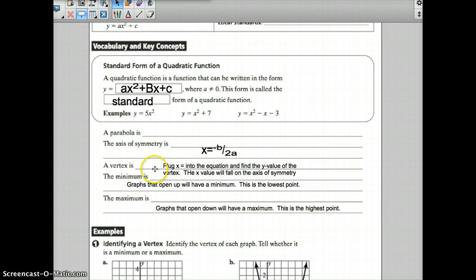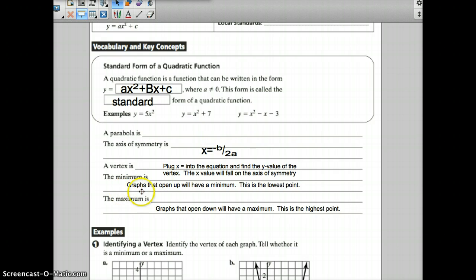So then, in order to find the vertex, that vertex is that point. It's the only point that doesn't have a reflection on either side of the axis of symmetry because it is on the axis of symmetry. So you take that x value, and you plug it back into the formula and find the y value, and that's going to be your vertex. And then you have a minimum or a maximum: if the graph opens up, you'll have a minimum. If the graph opens down, you'll have a maximum.